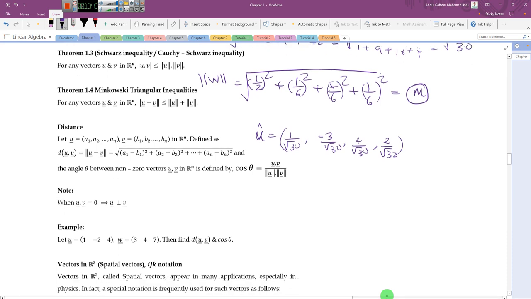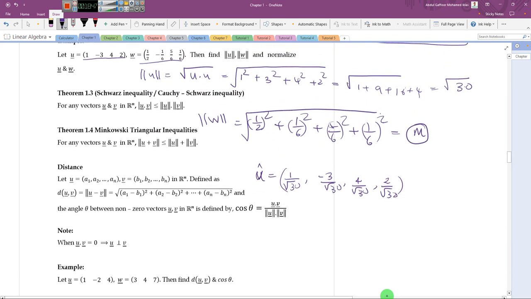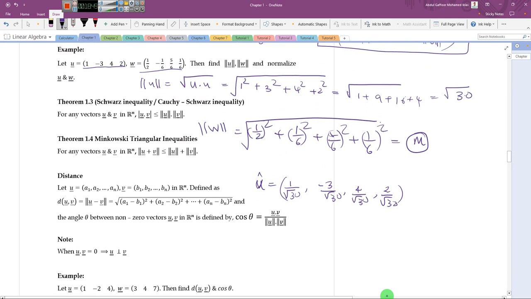And for finding the unit vector of w, I just want to divide the components of w by its magnitude. So unit vector of w will be equal to 1 divided by m, so whatever value we find for m should be written in the denominator, right? Comma, minus 1 by 6 divided by m, and so on. So this is how we are going to normalize vectors u and w.